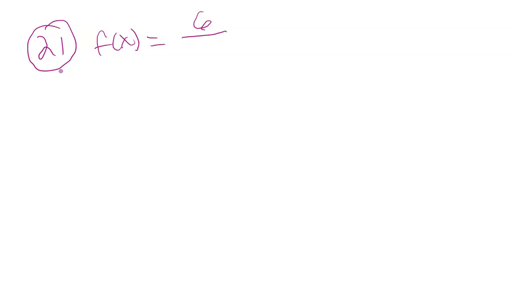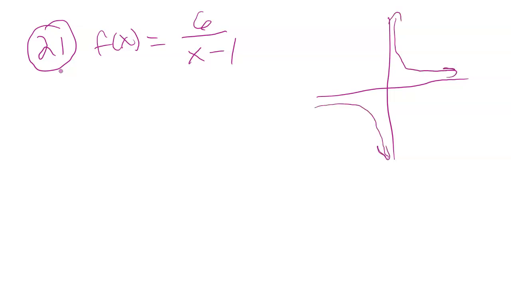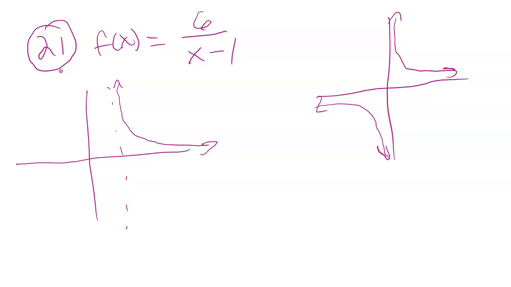21. So we've got f of x is equal to 6 over x minus 1. Again, I'd use transformations. If this is my parent function, then this is going to shift to the right one. So my new function is going to look like this, here's 1. It's shifted 1 and vertically stretched by 6.